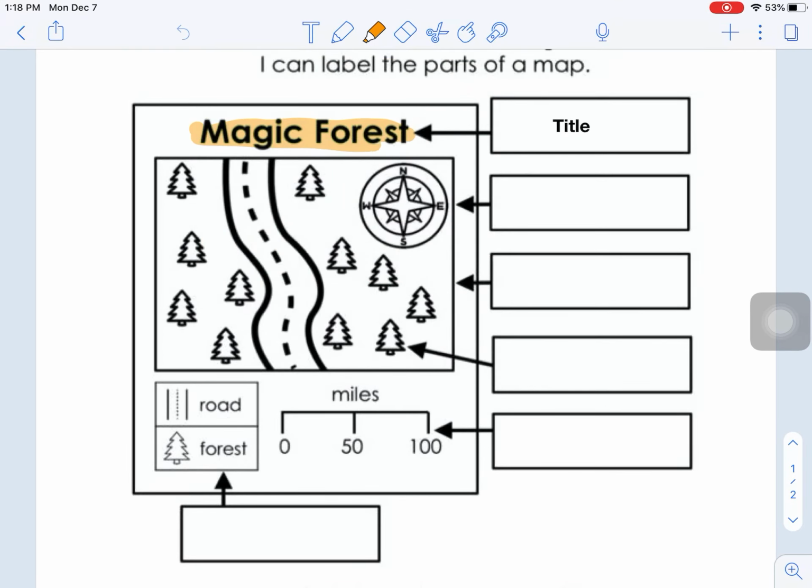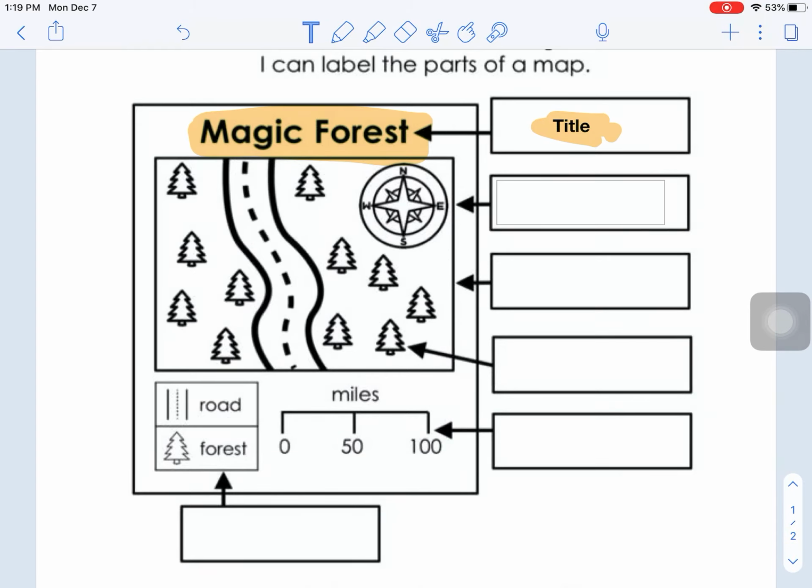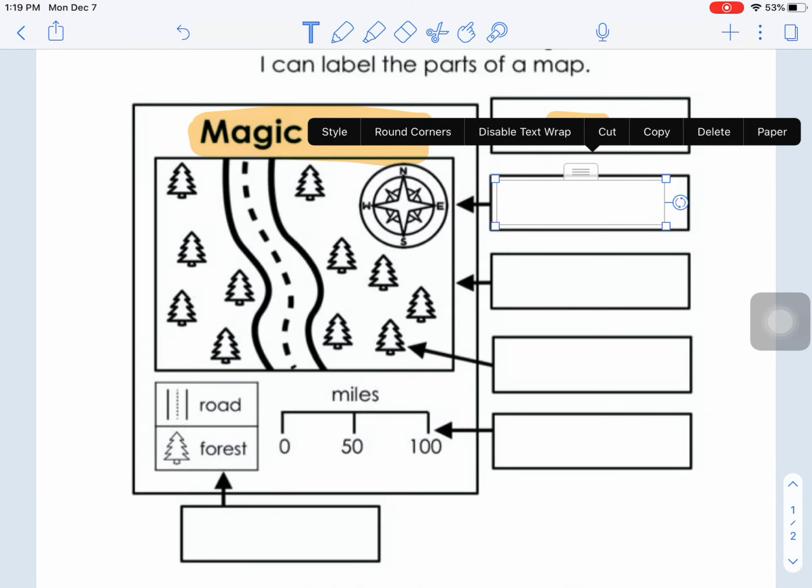So my map title right here is Magic Forest. And that is the title of my map. Our title always is going to tell us the name of our map, and it gives us an idea of what we're going to be reading on that map. The next box is right here. Go ahead and try to quiz yourself. What is that arrow pointing to?